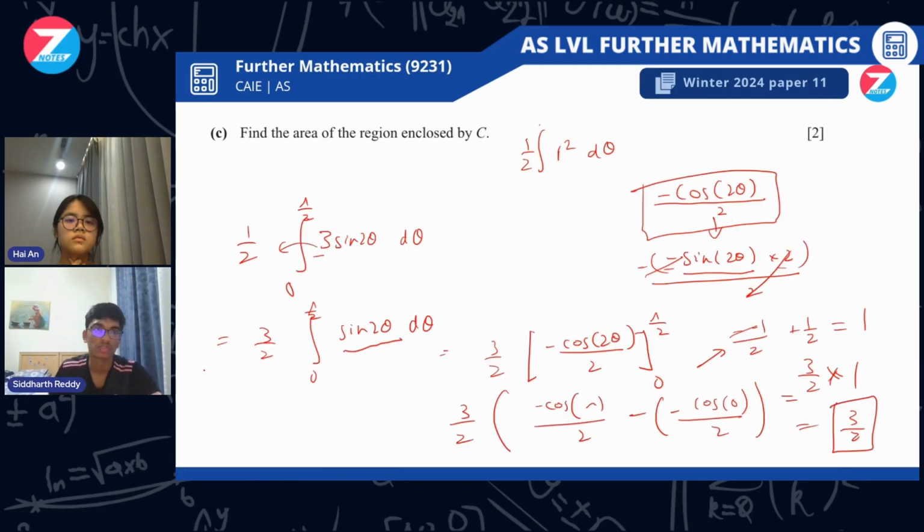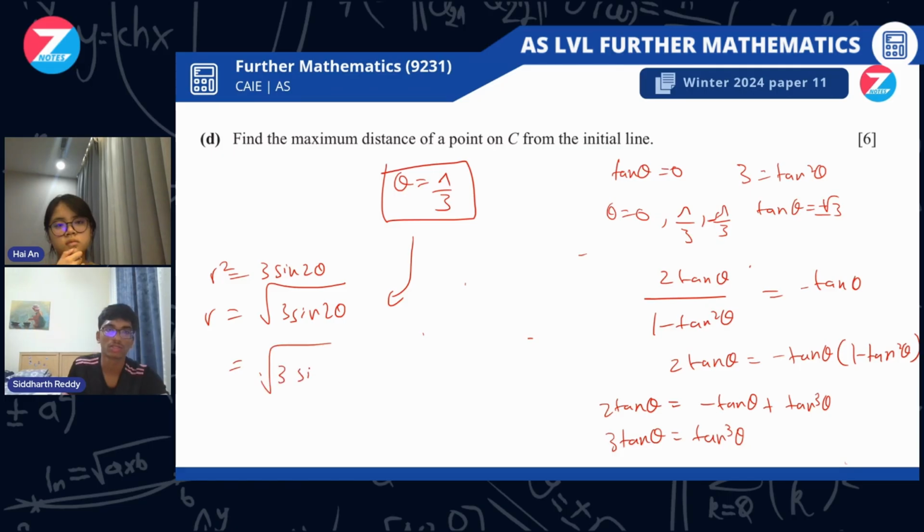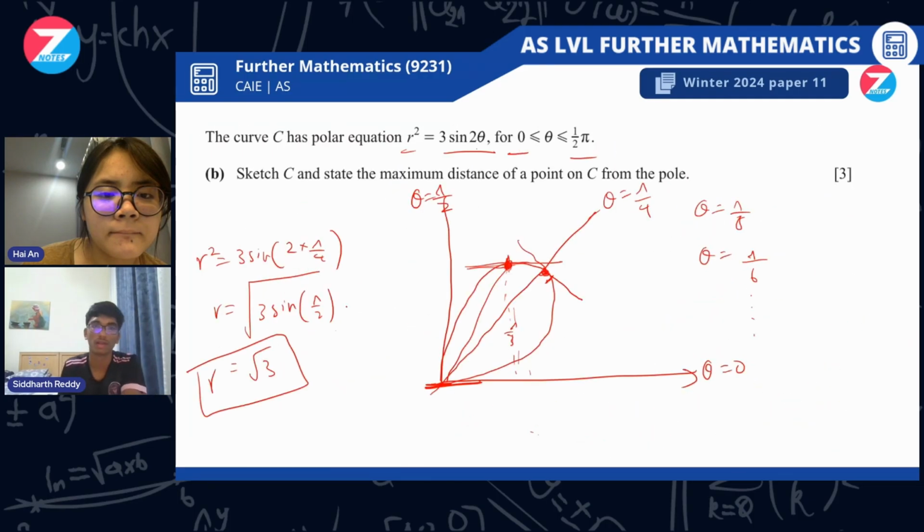Okay. So r square was equal to 3 sine 2 theta. So r is equal to root 3 sine 2 theta. If we substitute pi by 3 over here, we get root 3 sine of 2 pi by 3. And just putting this in the calculator, we get... okay, so actually what we just calculated was the distance from the pole. But what we have to find is this vertical distance. That's the maximum distance from the initial line.